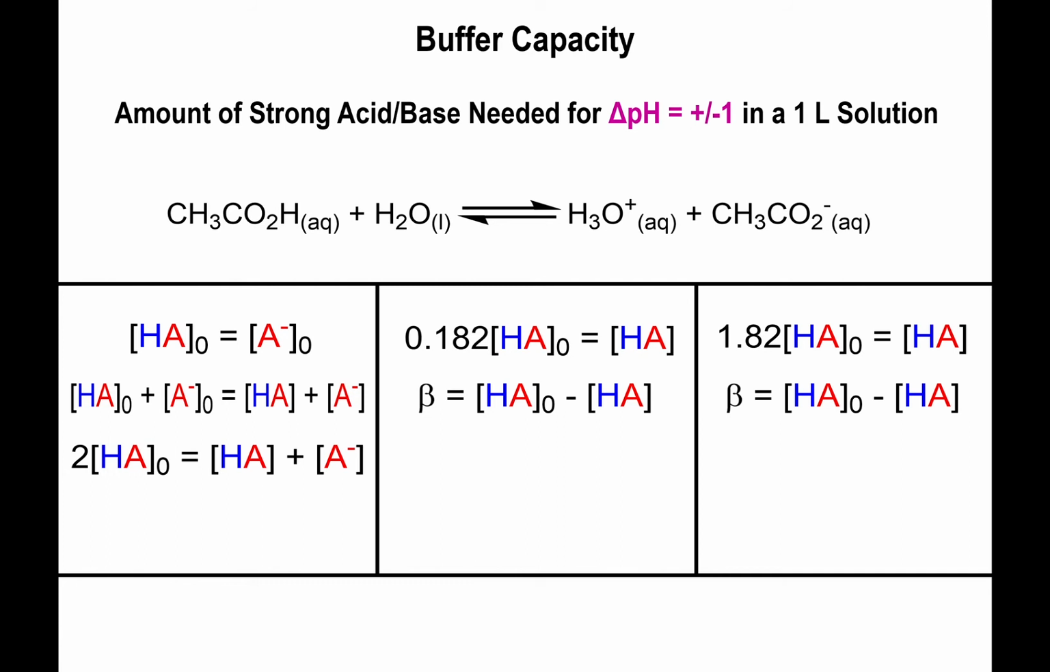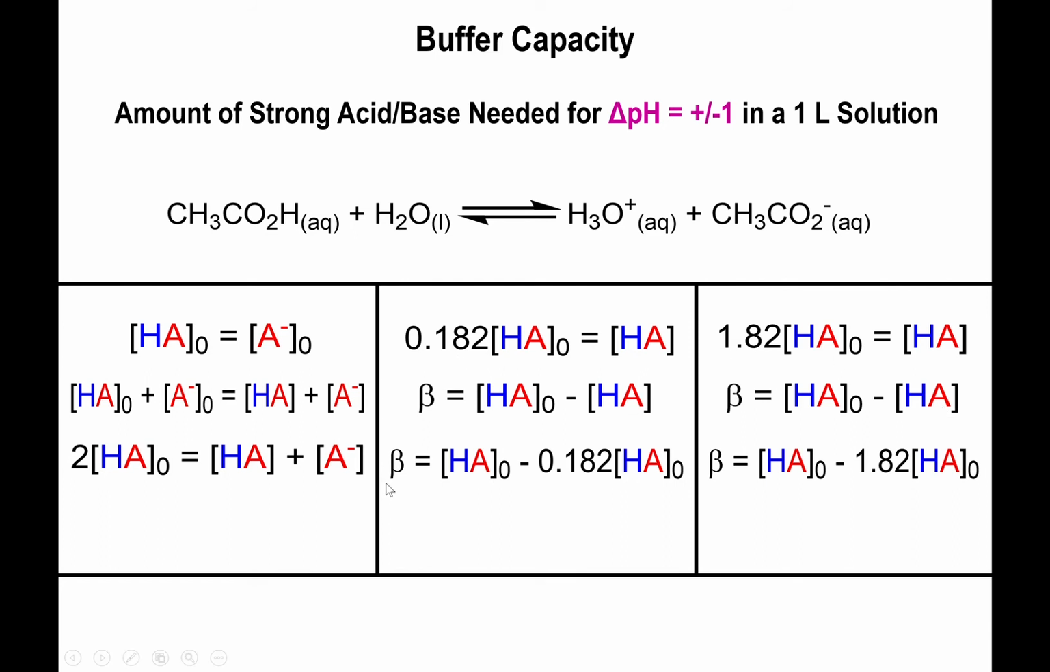What is the change in concentration from the initial value to the final value? Okay, and so we're going to literally substitute the 1.82 HA into the value of the final concentrations, so that we get an expression for the buffer capacity, which is given by the symbol beta, in terms of the initial acid concentration.